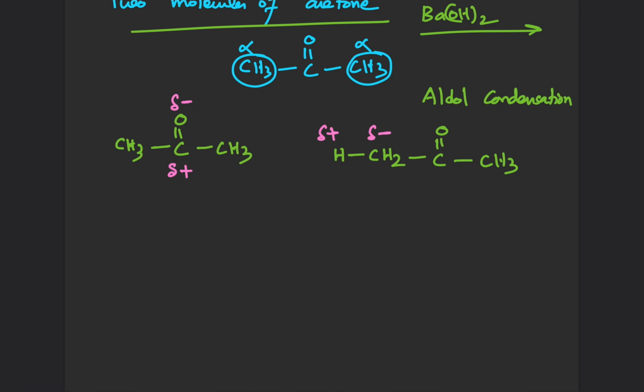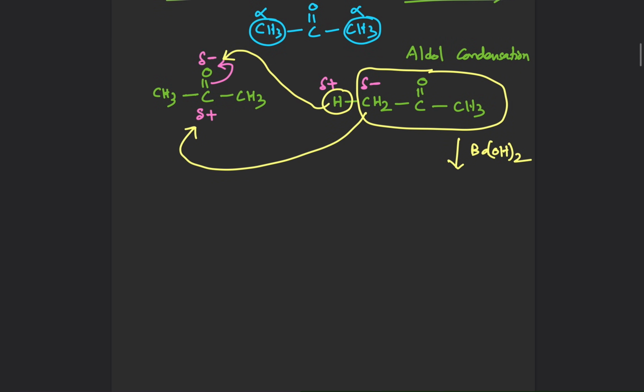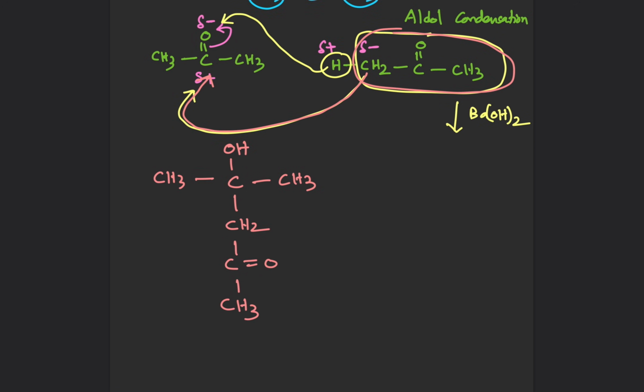So oxygen can take away these electron pairs, and this hydrogen will go and be a part of this oxygen, and the rest of the molecule will come and attack my carbonyl carbon, in the presence of Ba(OH)2. So I'll be getting CH3C(OH)CH3, and this whole molecule will form a new bond with this carbon, so CH2C(=O)CH3. Then we are heating it.